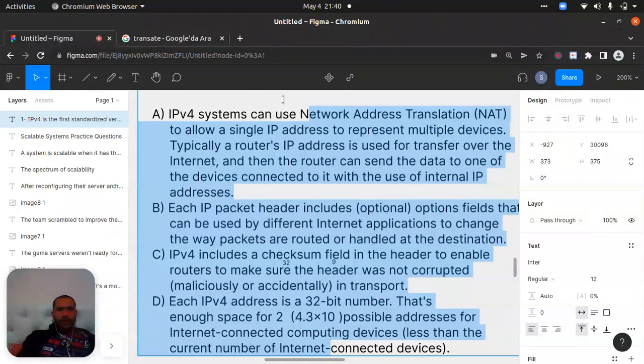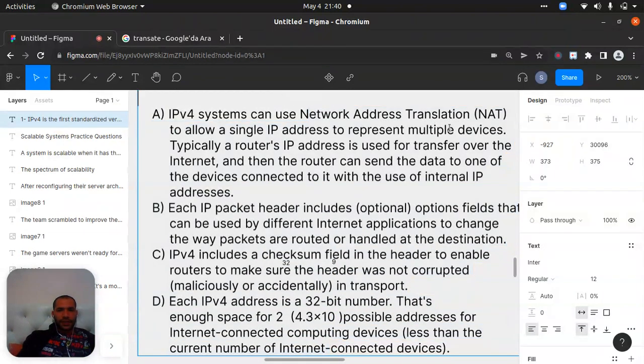IPv4 systems can use network address translation to allow a single IP address to represent multiple devices. Typically, a router's IP address is used to transfer data over the internet, and then the router can send data to the device connected to the used internal IP address. Each IP packet header includes optional fields that can be used by different internet devices. You can check it, this is not true.